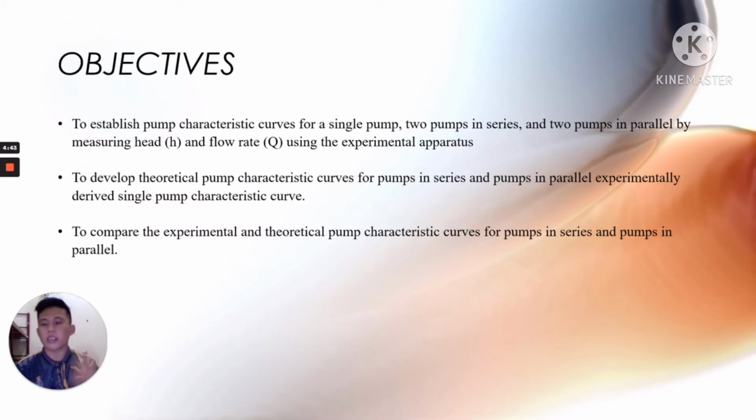Our objectives are to establish the pump characteristic curve for a single pump, for pumps in series and for pumps in parallel by measuring head and flow rate using the experimental apparatus, and to develop theoretical pump characteristic curves for pumps in series and also pumps in parallel, experimentally derive the single pump characteristic curve, and lastly to compare the experimental and theoretical pump characteristic curves for pumps in series and pumps in parallel.